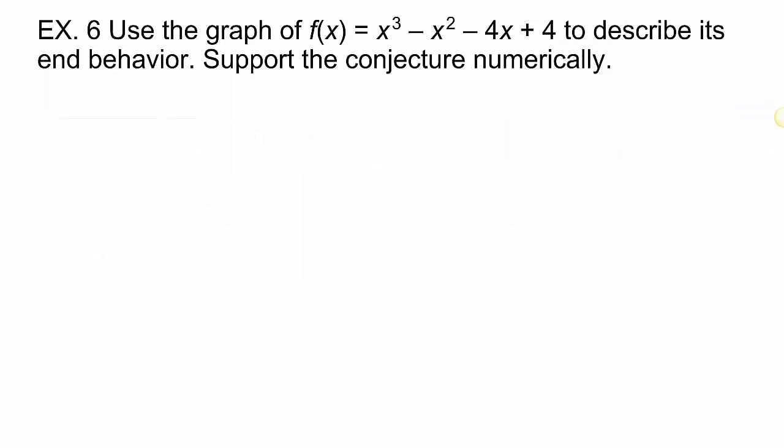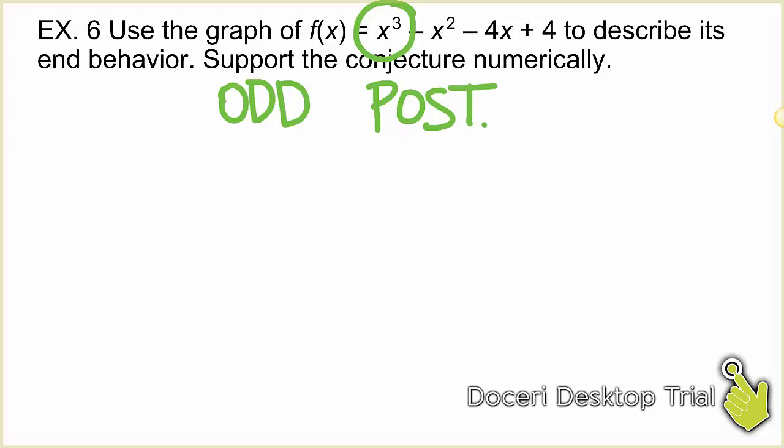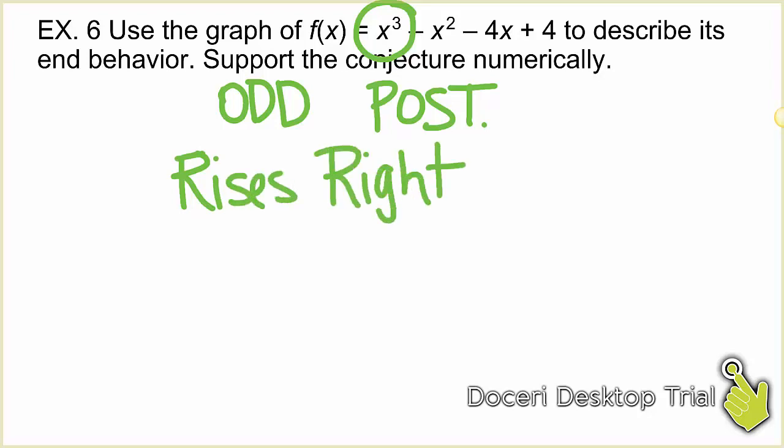So let's look at this last example. We have x to the third power minus x squared minus 4x plus 4, and we need to describe the end behavior. We're not going to do it algebraically. We're just going to use the rules that I've given you. So I'm looking at this function and I only care about the first term. Nothing else matters, okay? So this first term is odd. Highest exponent is odd. And the coefficient in front of it is positive. So odd and positive. Okay, so that means that overall my graph is going up. So it is actually rising on the right and falls on the left.